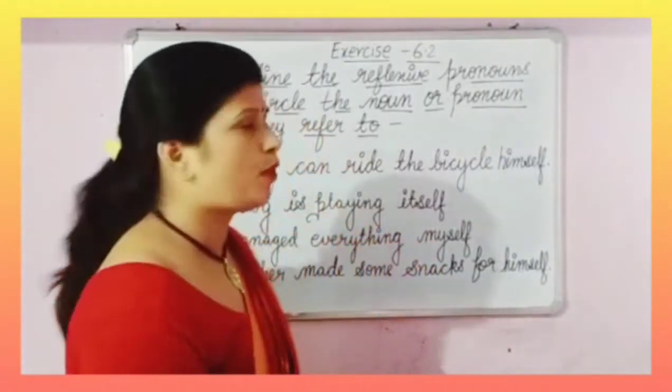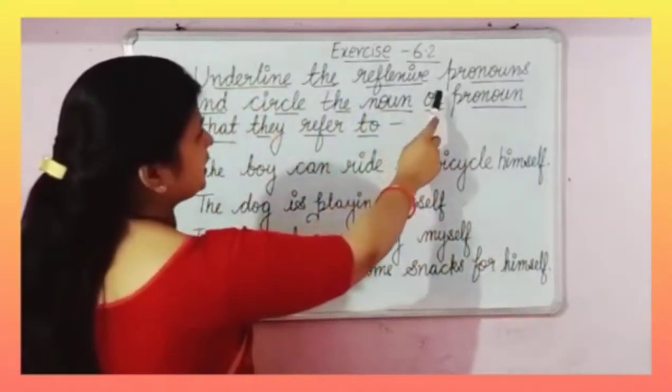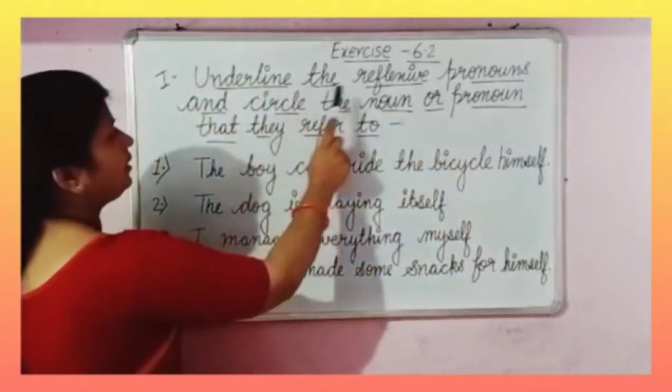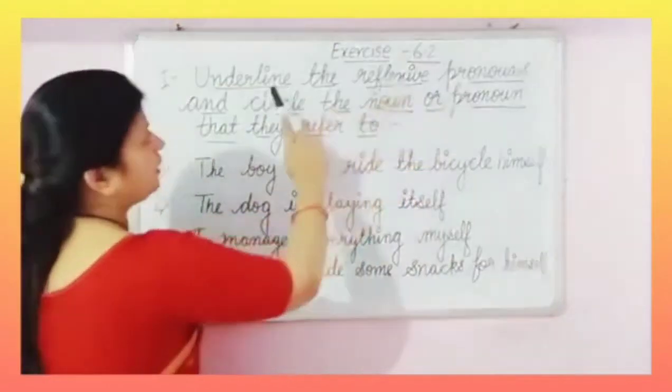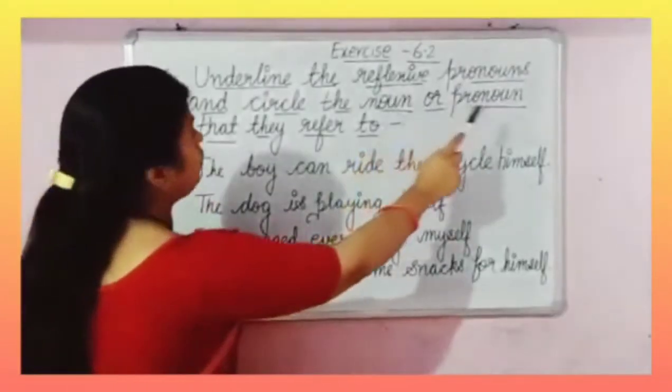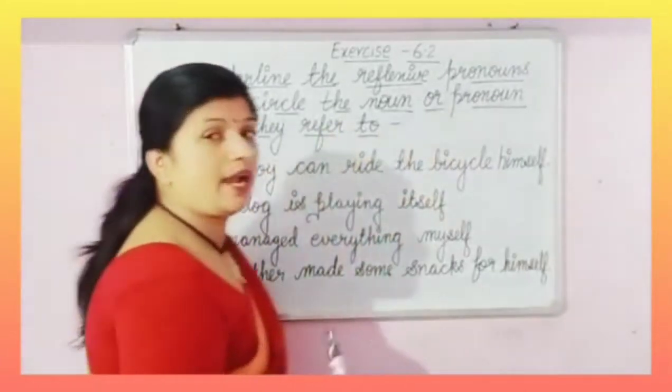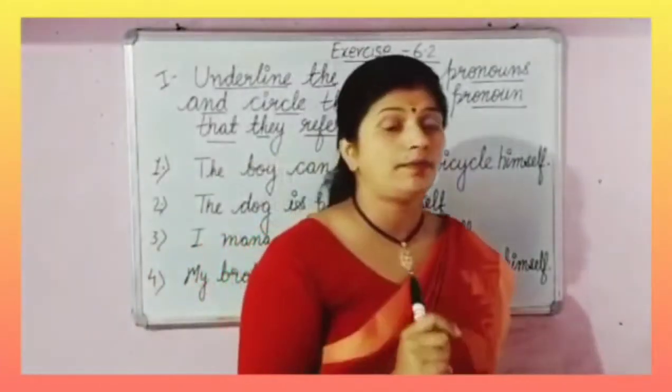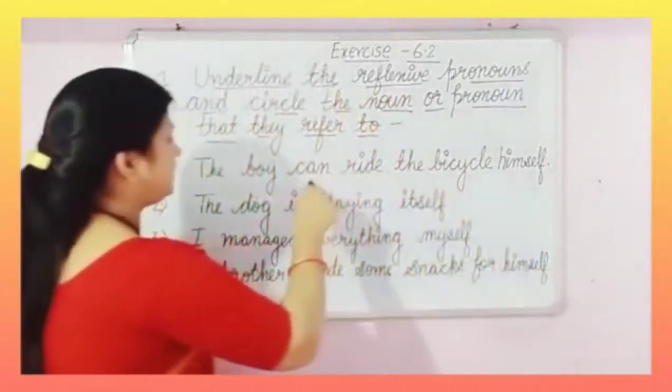My dear students, now let's do exercise 6.2. In exercise 6.2, what is there? Underline the reflexive pronoun. You have to underline the reflexive pronoun in the sentence and circle the noun or pronoun that it refers to. Okay, now let's see this exercise.